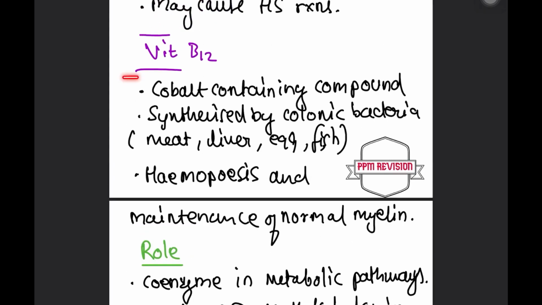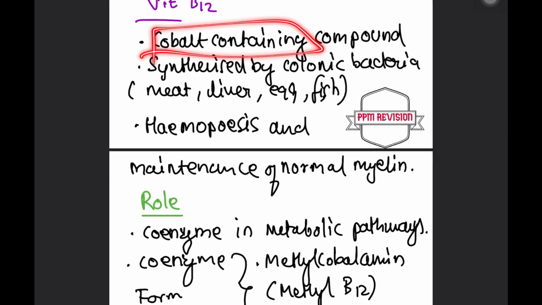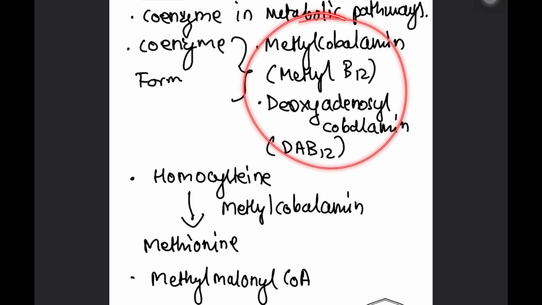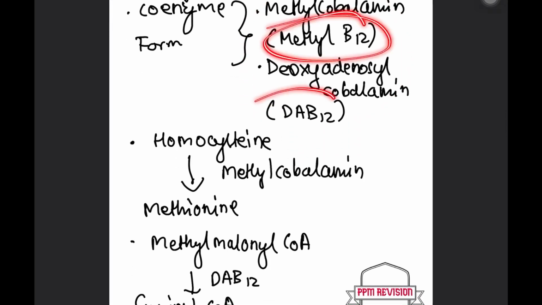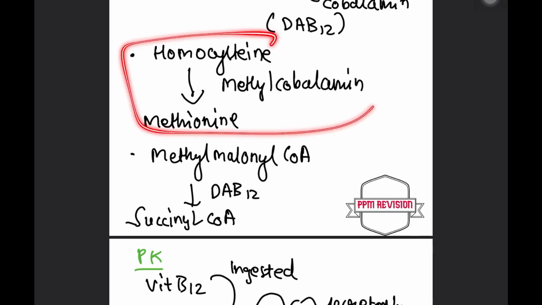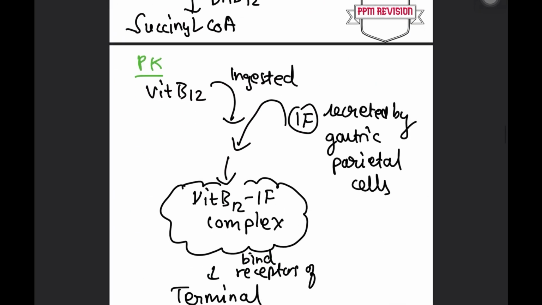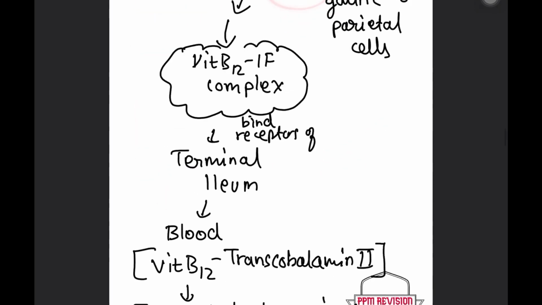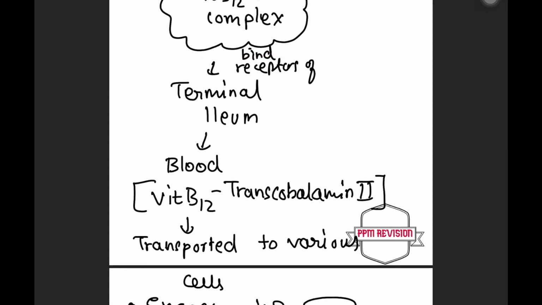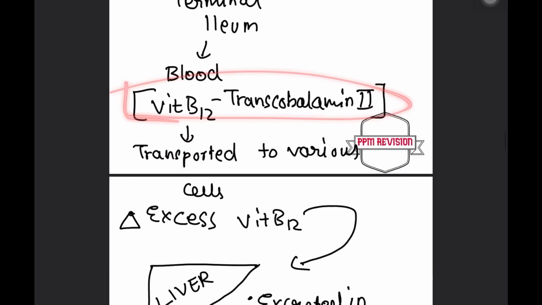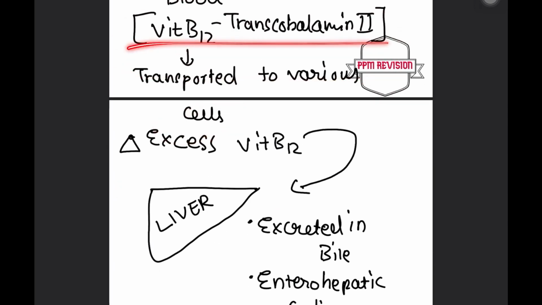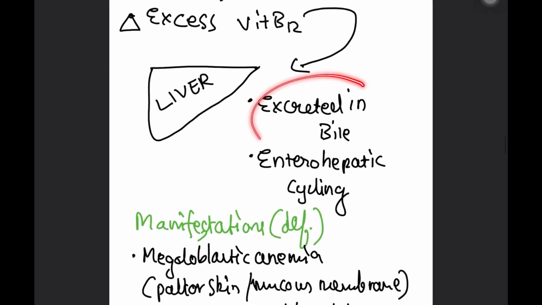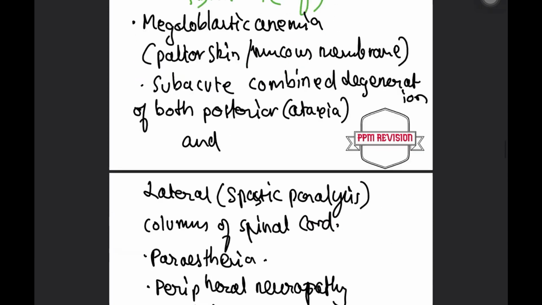Moving ahead, vitamin B12. What we need to know is it's a cobalt-containing product, and it has these coenzymes, that is methyl B12 and DAP12. Methyl B12 helps in conversion of this, and DAP12 to this. Then moving ahead to pharmacokinetics, vitamin B12 combines with IF and forms this complex. It then moves to the terminal ileum, binds to receptors, and in blood it appears as this, and then it's transported to various cells. Excess is excreted in the bile and undergoes enterohepatic cycling.